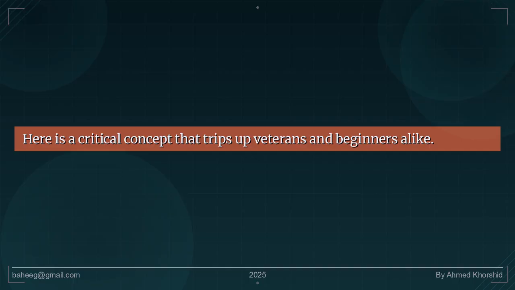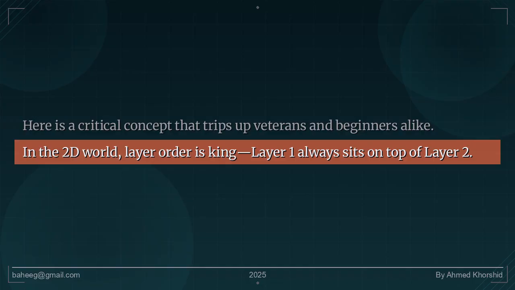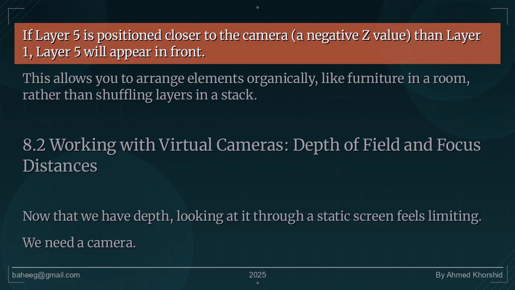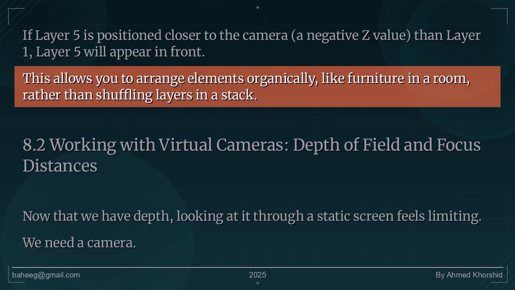Here is a critical concept that trips up veterans and beginners alike. In the 2D world, layer order is king, layer 1 always sits on top of layer 2. In 3D space, distance is king. If layer 5 is positioned closer to the camera, a negative Z value, than layer 1, layer 5 will appear in front. This allows you to arrange elements organically, like furniture in a room, rather than shuffling layers in a stack.